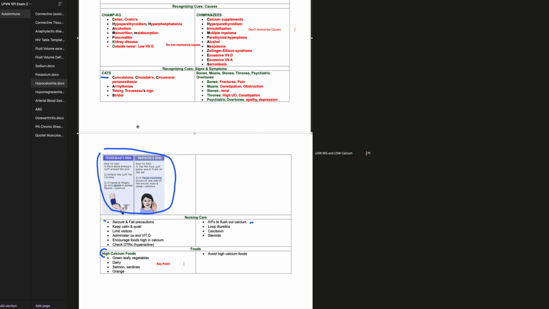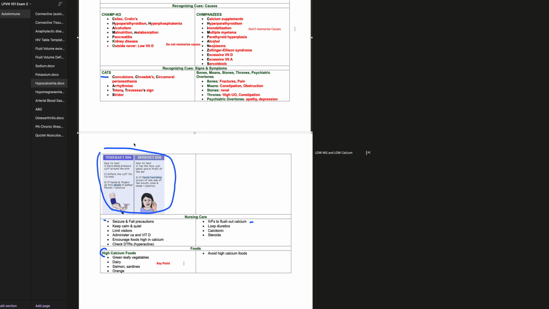So they need to be on seizure and fall precautions, keep them calm and quiet, limit visitors because you don't want them getting excited, administer vitamin D with the calcium. Encourage the foods high in calcium. So foods high in calcium, this is a key point, okay? So green leafy vegetables, dairy foods, usually people know that. Salmon, sardines, and oranges are high in calcium. And then for hypercalcemia, we're going to avoid those foods.